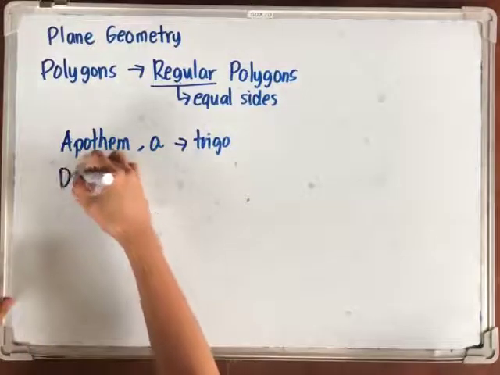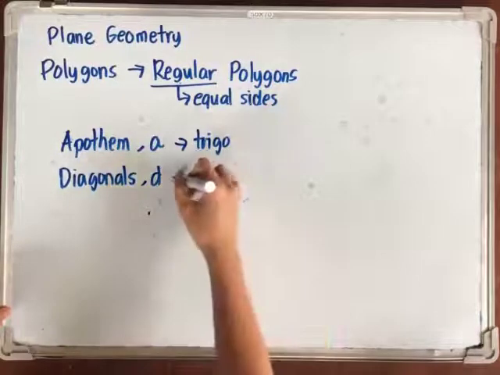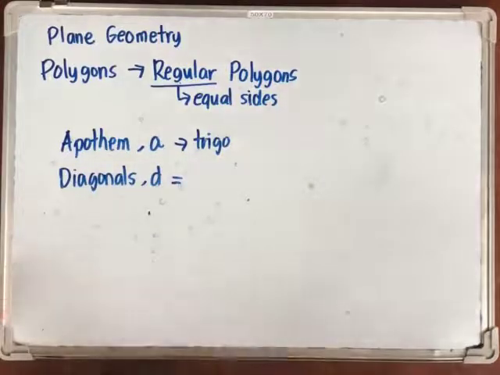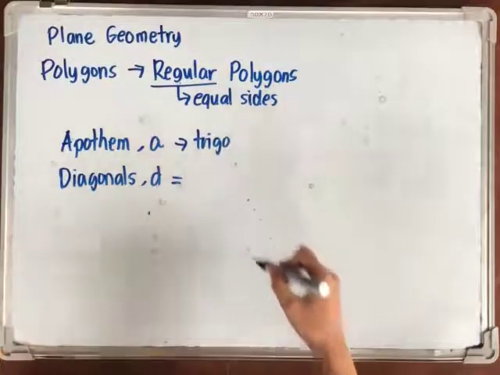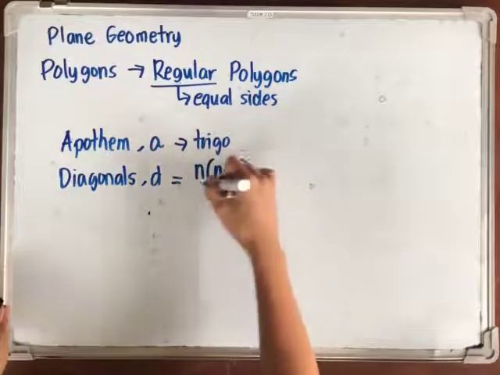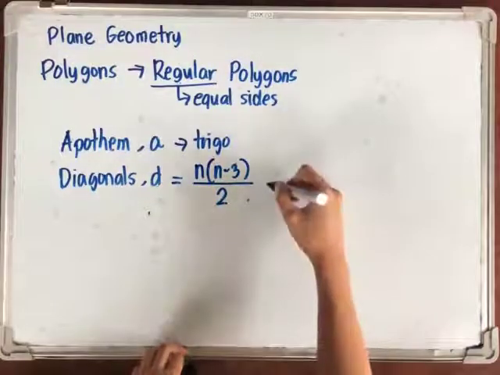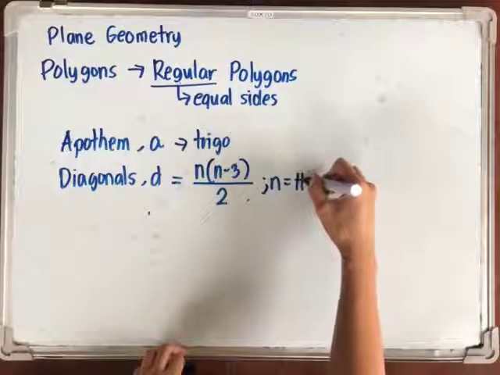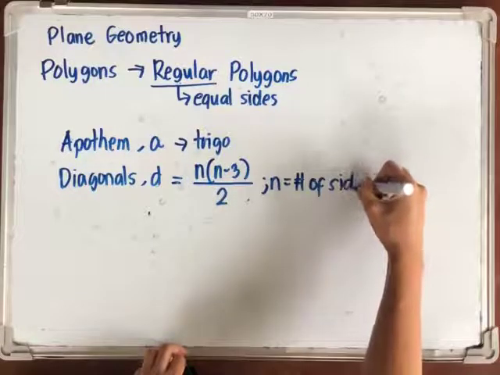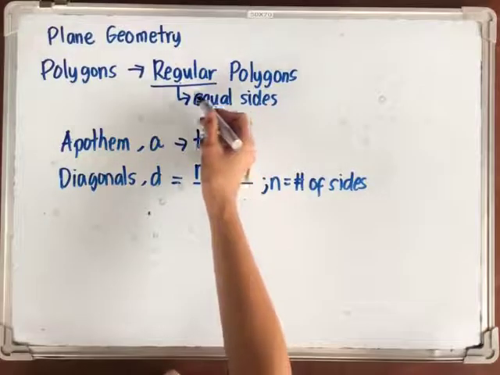For diagonals naman, okay, diagonals D, we are given this formula to compute for the total number of diagonals in a regular polygon. So, that would be n(n minus 3) over 2. Take note itong formula na to. This is for the number of diagonals. And n again is the number of sides. Okay? Para sigurado lang ha, ulitin ko, this is applicable only for regular polygons. Regular polygons lang.